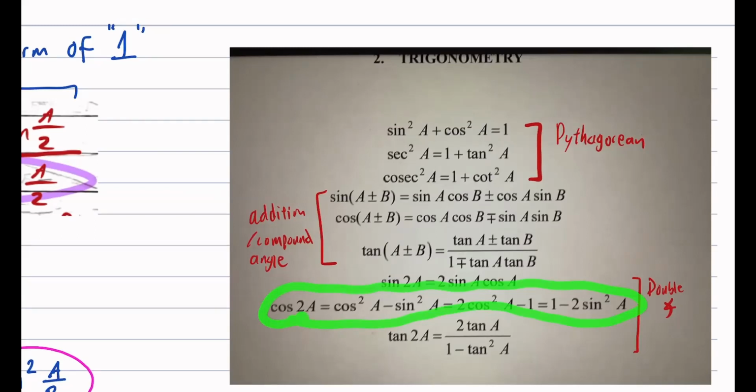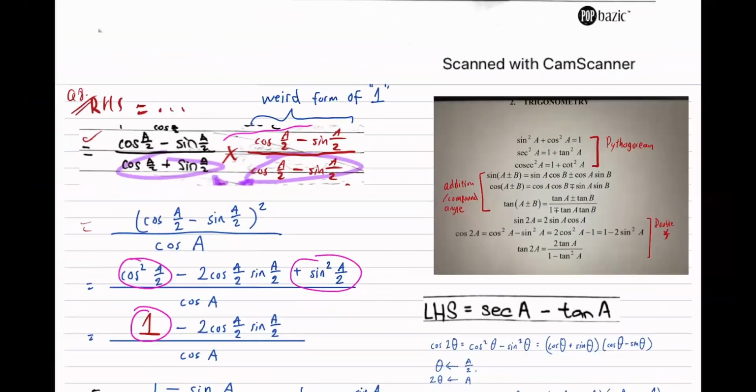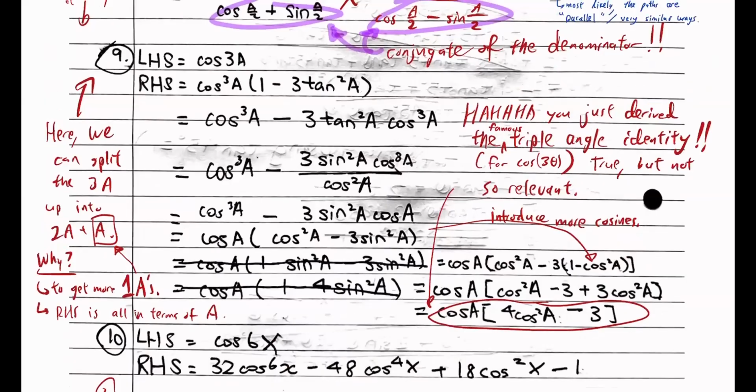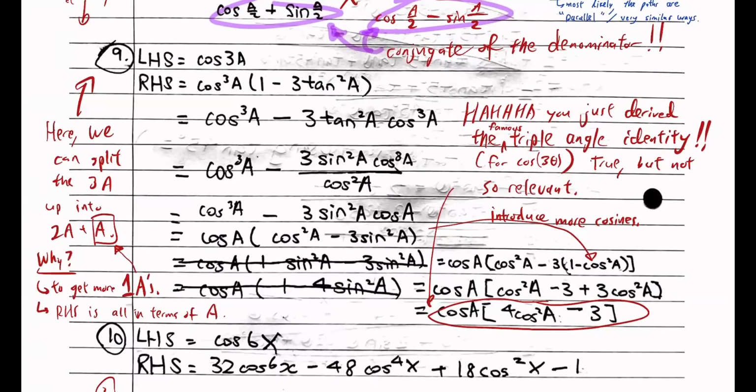Yeah, that was the double angle identity. But what you just did was derive on your own the triple angle identity. You can go and Google it, it's very famous. You just derived it on your own. Very interesting. But the thing is, I don't really know what I'm doing.